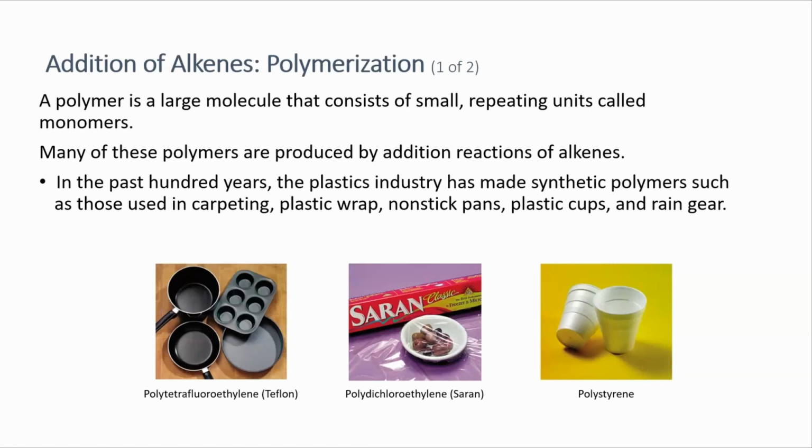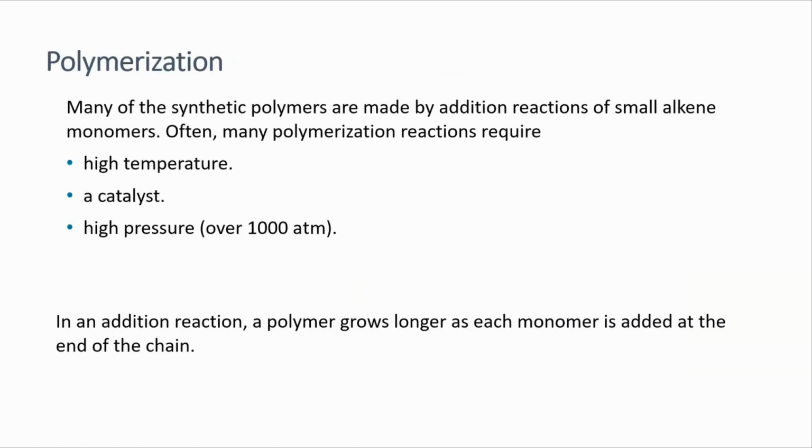In the plastic industry, there are so many synthetic polymers being produced these days, such as the materials used in plastic wrap, non-stick pans, and plastic cups. Different types of materials use different types of polymers. Let's see some examples in our future slides.